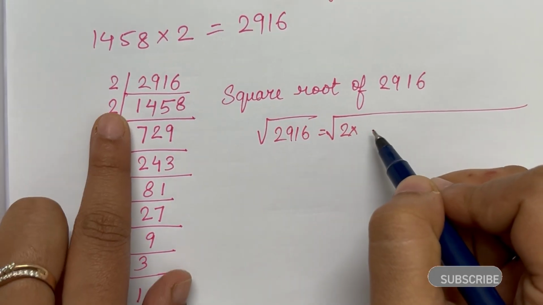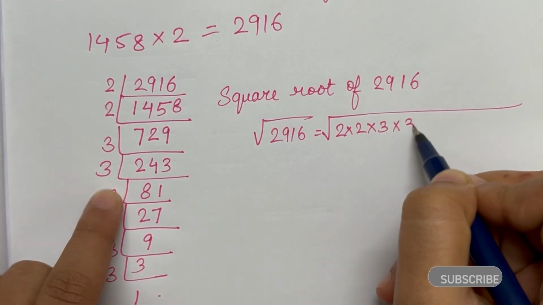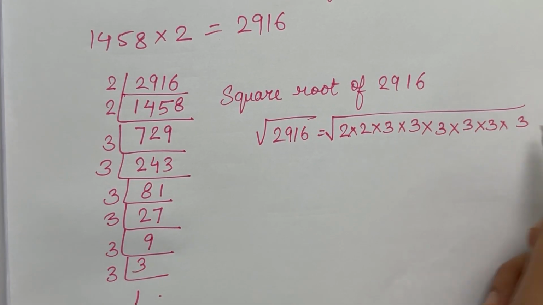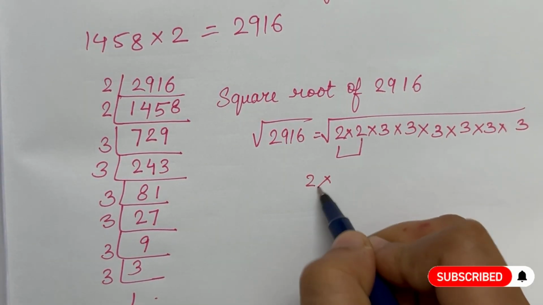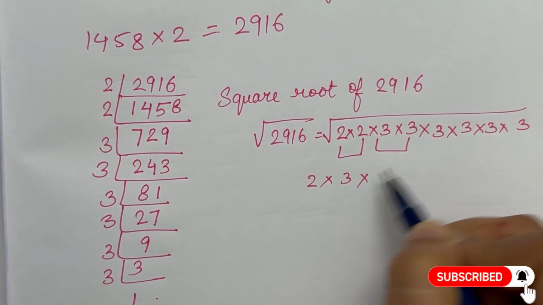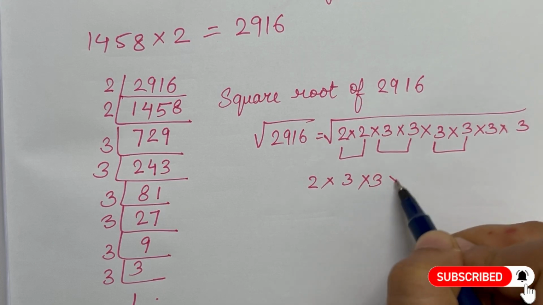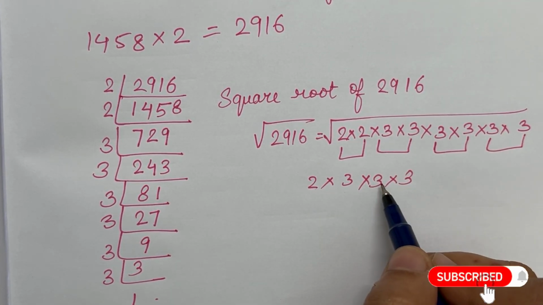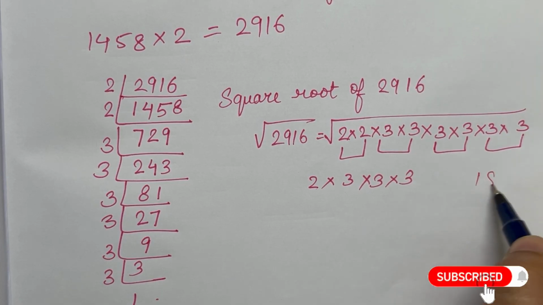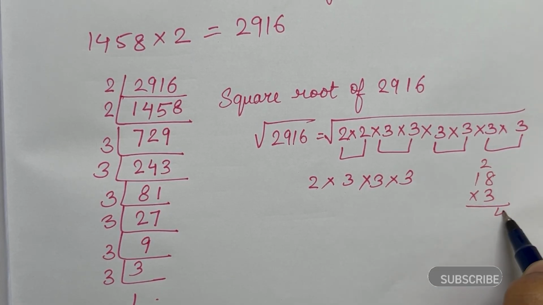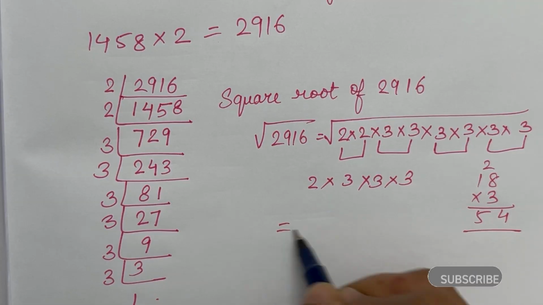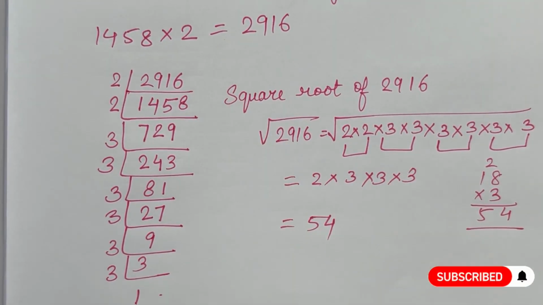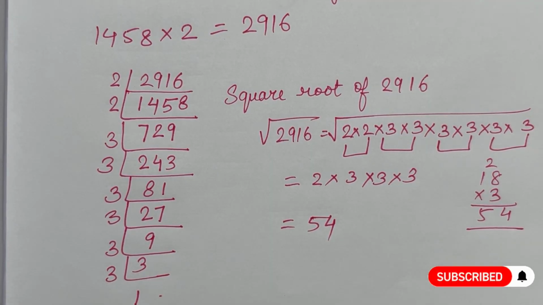2 into 2 into 3 into 3 into 3 into 3 into 3 into 3. So we have a pair of 2, 3, 3, and again 3. 2 into 3 is 6, 6 into 3 is 18, 18 into 3 is 54. So 54 is the square root of 2916. With this we complete this question.